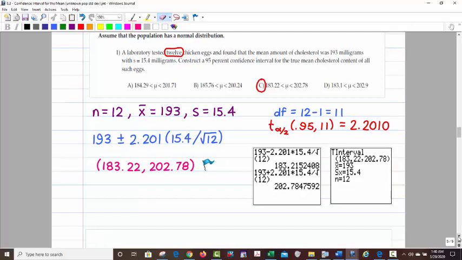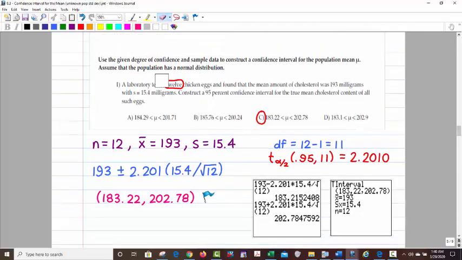Let's see what we have here. We're testing, and that talks about the normal population right up here instead of in the problem, which is fine. A laboratory tested 12 chicken eggs and found the mean amount of cholesterol was 193 milligrams with a standard deviation of 15.4 milligrams. Construct a 95% confidence interval for the true mean cholesterol content of all such eggs. So notice, if you watched my other video on the Z distribution, I mentioned that confidence intervals can be expressed as an interval in parentheses or like interval notation like this, where you just have the population mean mu in the middle.